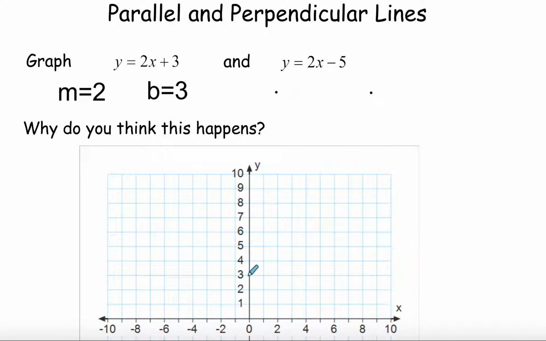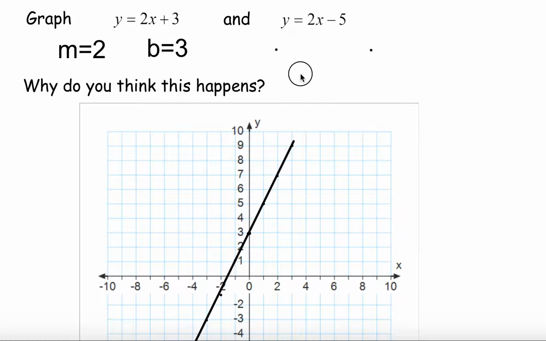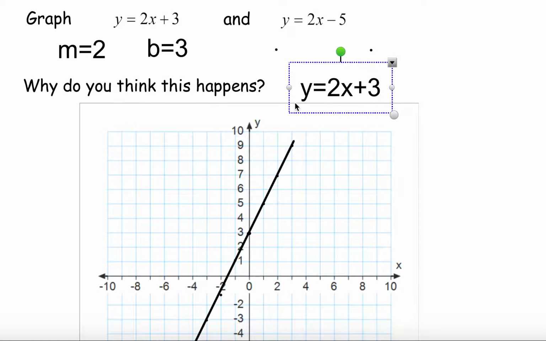So if I were to graph this, I'm going to go to 3, put my dot, then I'm going to go up 2 over 1, up 2 over 1, up 2 over 1. Remember, I can also go down to the left 1, down to the left 1, as long as I want. Then I'm going to take my ruler and connect the dots, and there's my line. The equation here was y equals 2x plus 3.